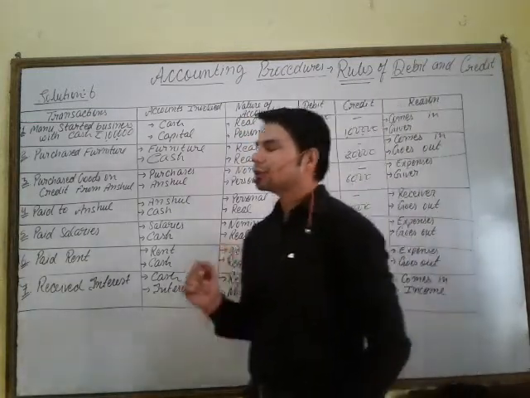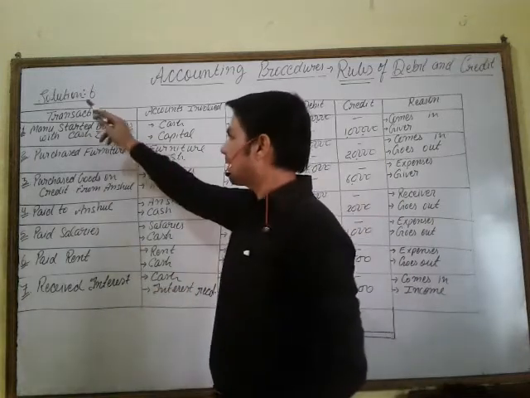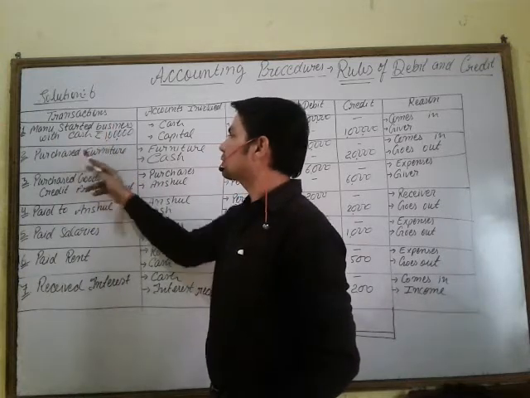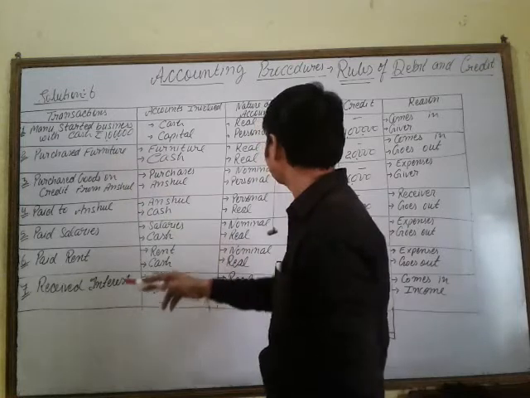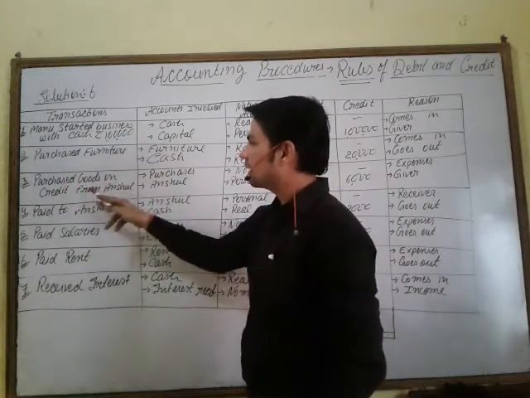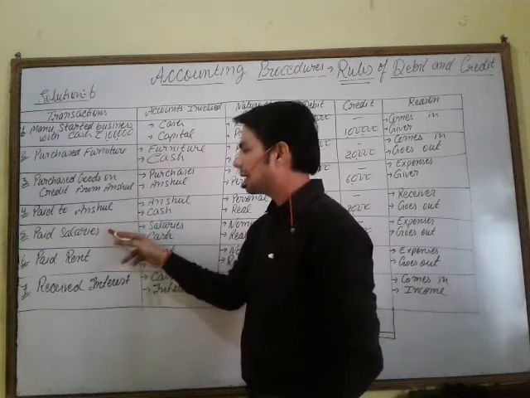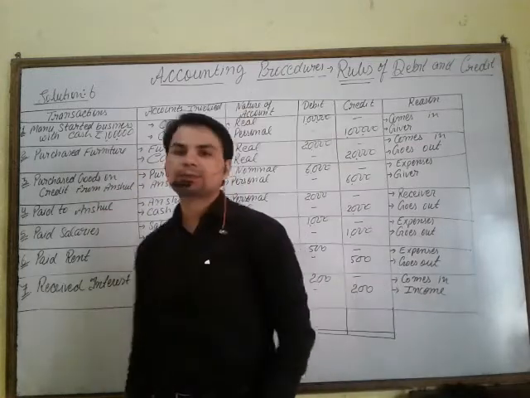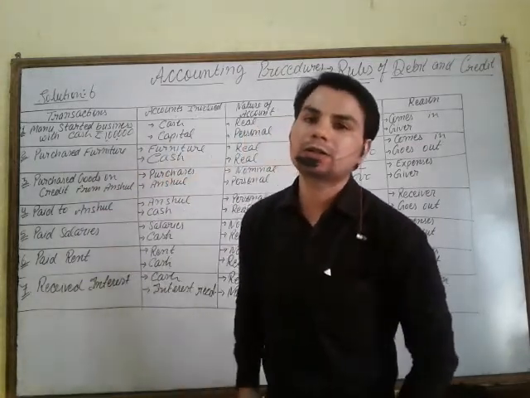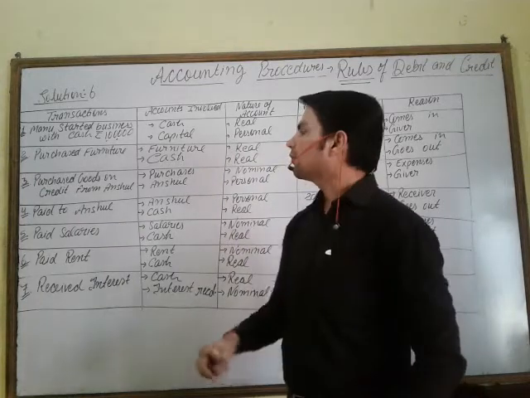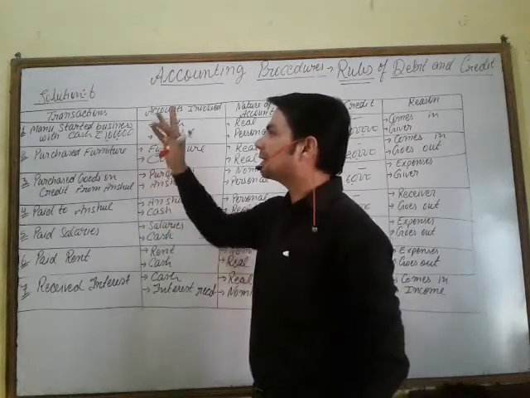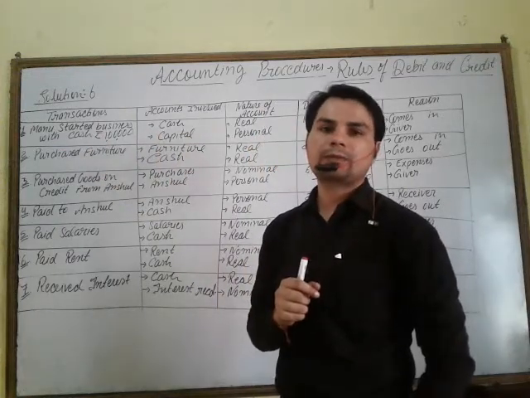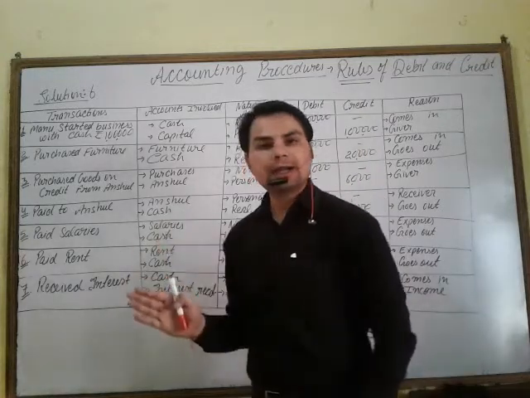Now come here. In this question, you have been given 7 transactions. First, one started business with cash, purchased furniture 4 piece 20,000, purchased goods on credit from Anshul, paid to Anshul, paid salaries, paid rent and received interest. You have been given the transactions. And what is the requirement of the question? The requirement of the question is to find out the accounts involved in each and every transaction, the nature of the account, and which account should be debited and credited.